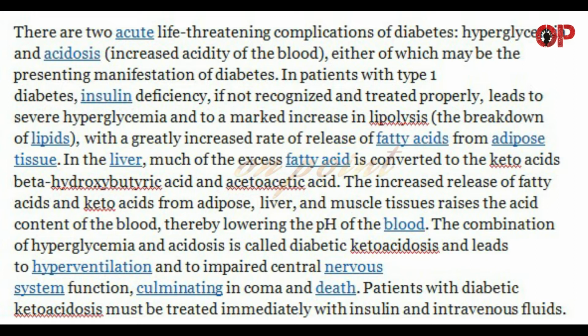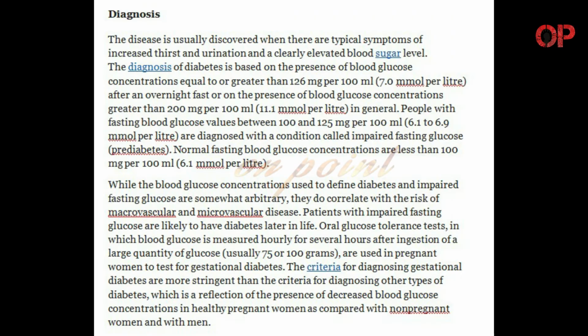acetoacetic acid. The increased release of fatty acids and keto acids from adipose, liver, and muscle tissues raises the acid content of the blood, thereby lowering the pH of the blood. The combination of hyperglycemia and acidosis is called diabetic ketoacidosis, and leads to hyperventilation, and to impaired central nervous system function, culminating in coma and death. Patients with diabetic ketoacidosis must be treated immediately, with insulin and intravenous fluids.